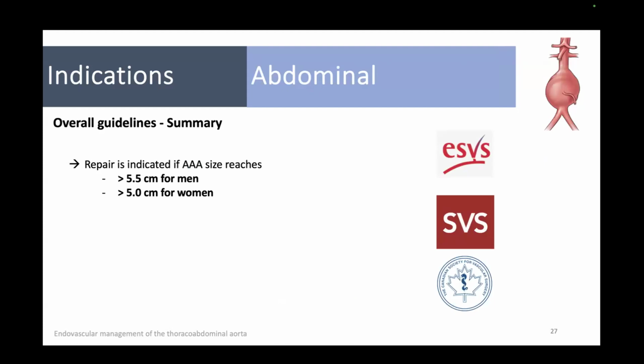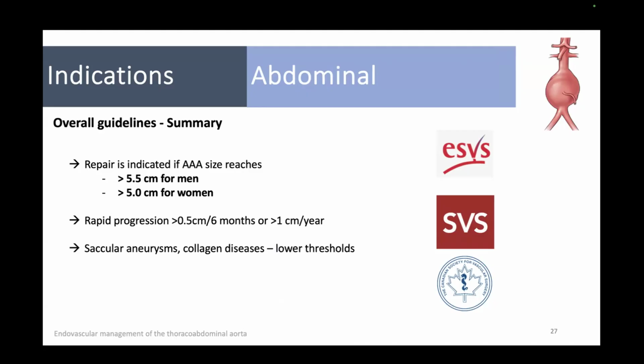The overall guideline summary for the abdominal, I'm not going to spend too long on that because I know it's a bit far from you guys, but it's important to know because if you follow patients in the aorta clinics, you're going to have abdominal aortic aneurysms too. The recommendation for treatment is 5.5 centimeters for men and 5.0 centimeters for women. There's also a criterion for rapid progression, but it's 0.5 centimeters in 6 months or more than a centimeter per year. So a bit more progression is needed before we start thinking about an indication for the abdominal segment.